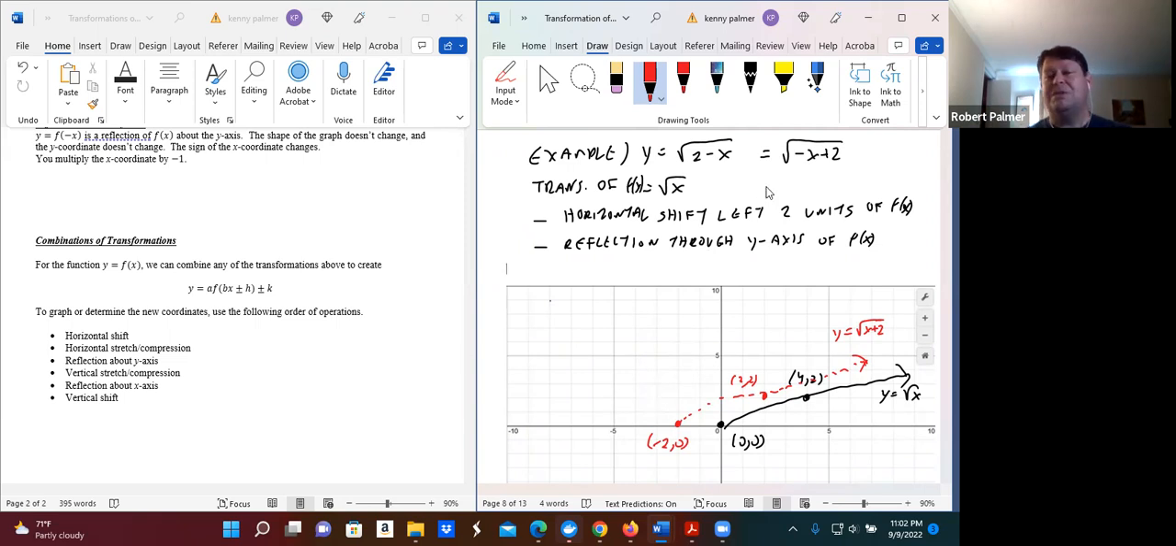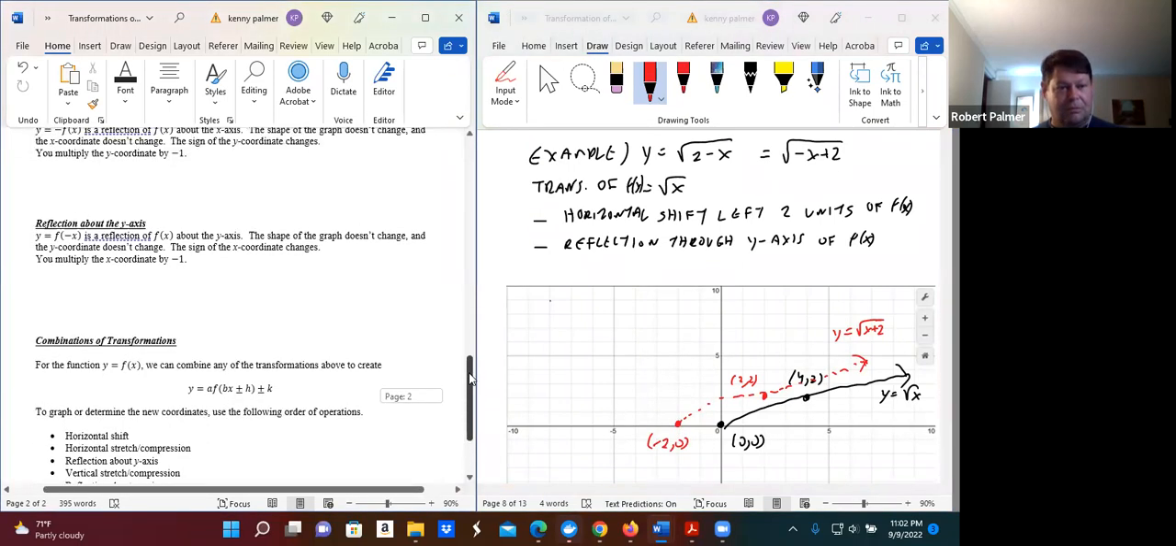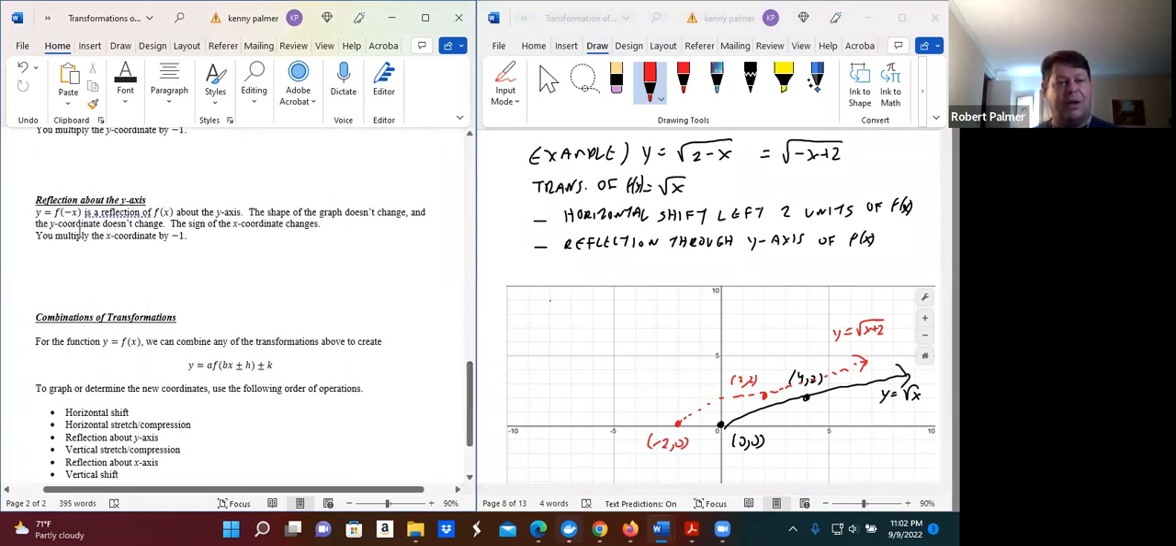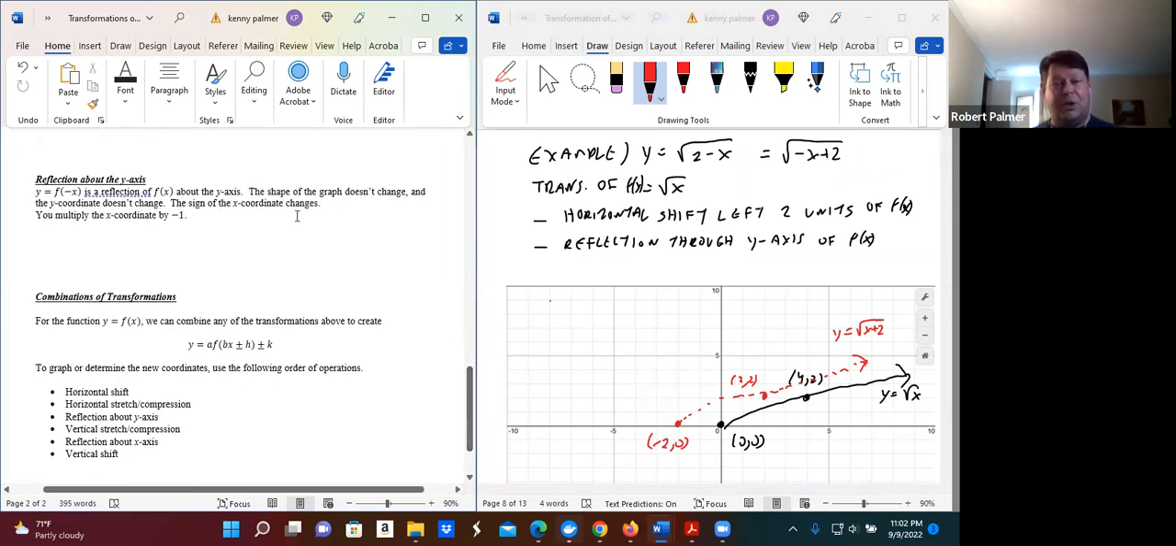And so what the reflection about the y-axis does is that the shape of the graph doesn't change. The y-coordinate doesn't change, but the sign of the x-coordinate changes. So we just change the sign of our x-coordinates. So once again, the y-coordinate doesn't change, so our intermediate point right here, negative 2, 0, is going to become 2, 0. So that's going to go right here.